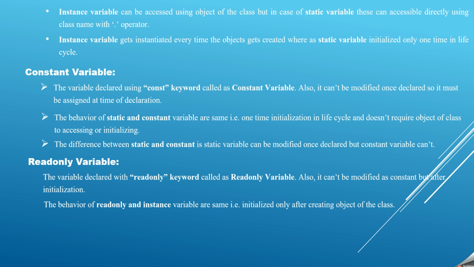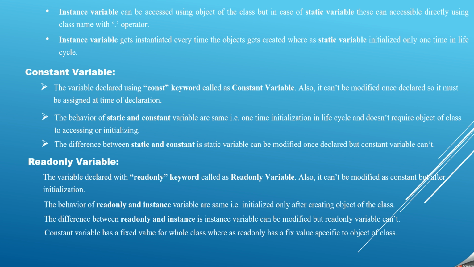So here you saw the behavior of the read only and instance variable are the same, that is, initialized only after creating the object of the class, as well as containing its own copy. What is the third one? The difference between read only and instance is that an instance variable can be modified but a read only variable cannot. As we have already seen, we can't modify even a read only variable, but an instance variable is common, we can modify it also. No need to show in practical, we already have seen this thing.